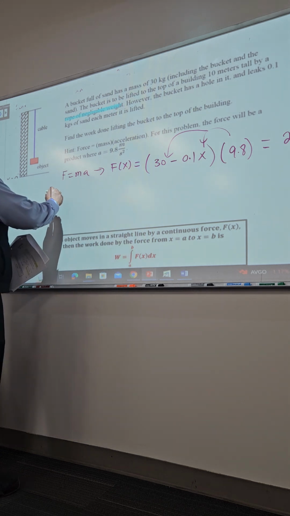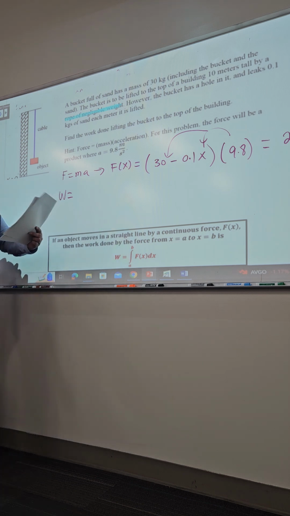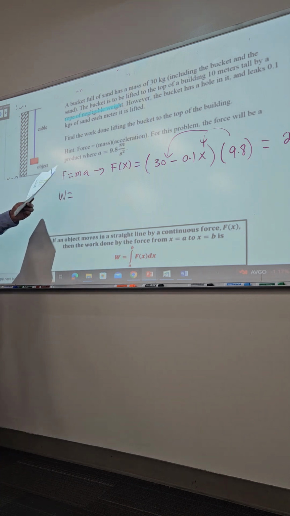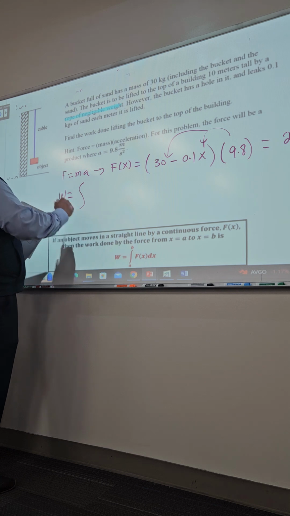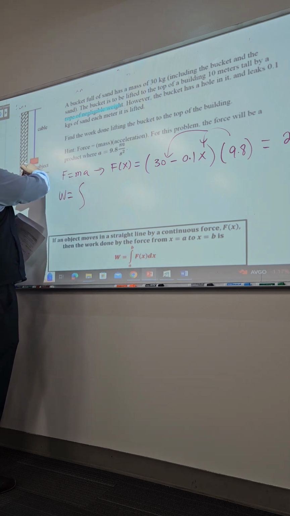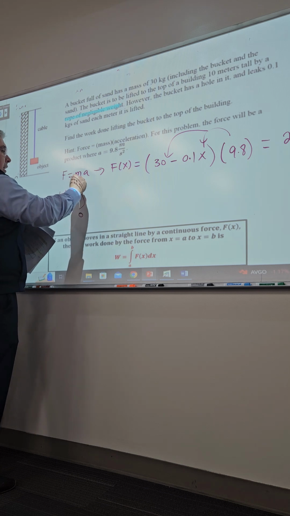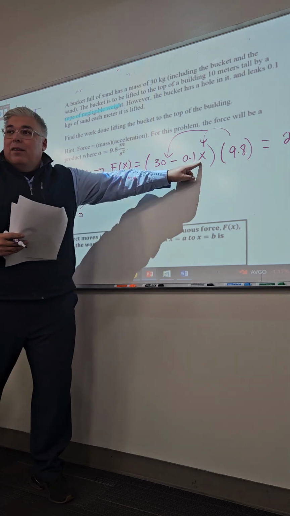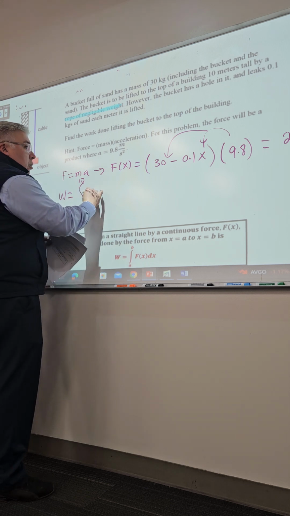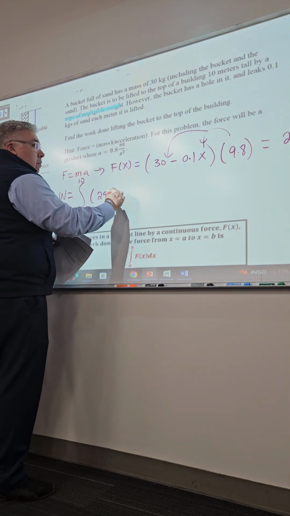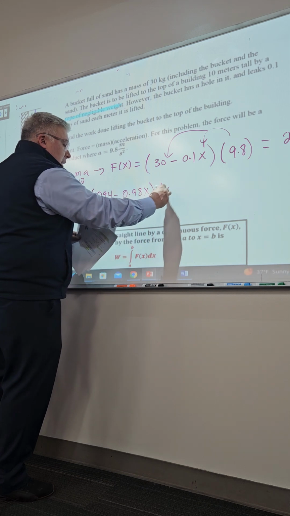So therefore now we can get the work, now we got force. See that? Because force is mass times acceleration. So the work is going to equal the integral from ground zero to what? How tall is this thing? 10 meters. So from 0 to 10. See how the x is in meters here? It's the length. Of 294 minus 0.98x dx. And we're ready to rock and roll.